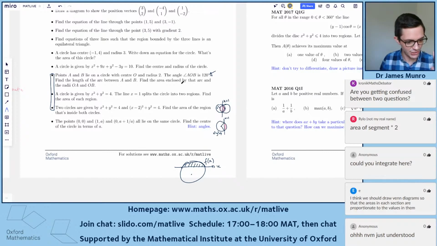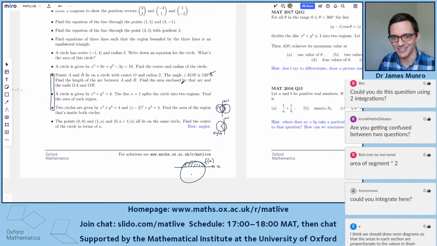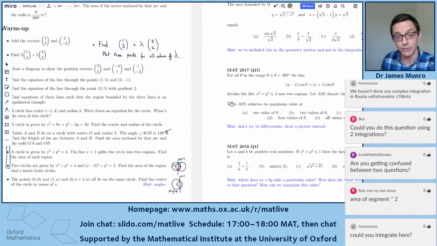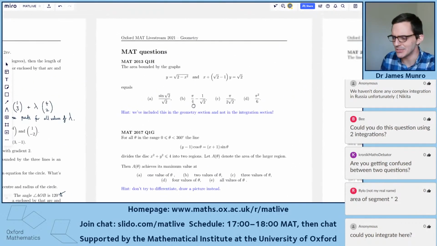Could you do it with 2 integrations? Yes, it's twice as much integration. And I'm doing complex integration in the sense, just to make it clear, of very tricky, not in the sense of complex numbers.